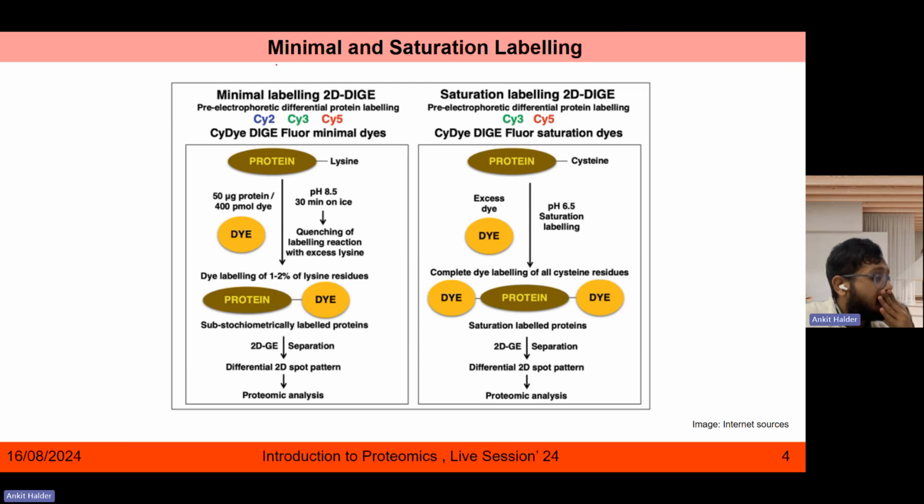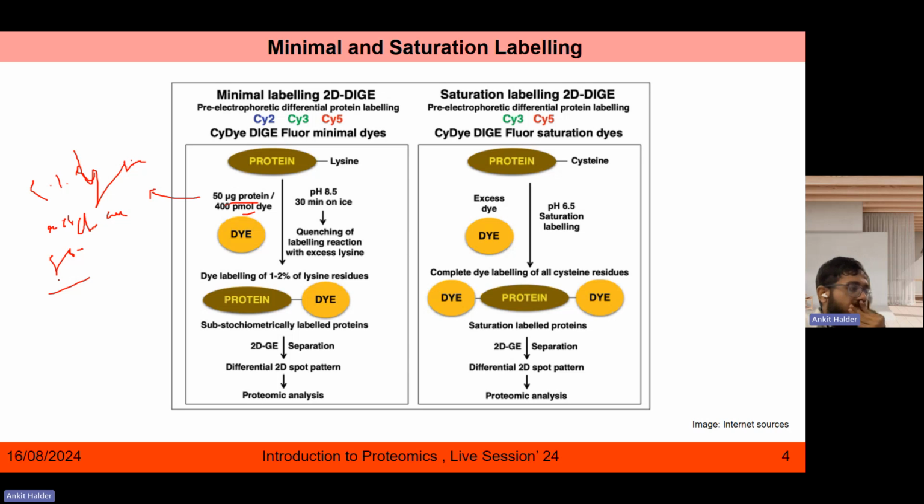So in the minimal labeling workflow, there is the protein, there is lysine. You have 50 microgram protein per 400 picomole dye. This is the range for minimal labeling. So less than 1% of lysine residues are going to be attached with the dye, right?